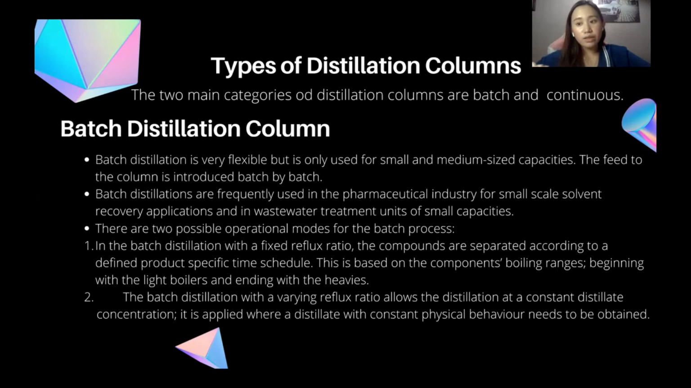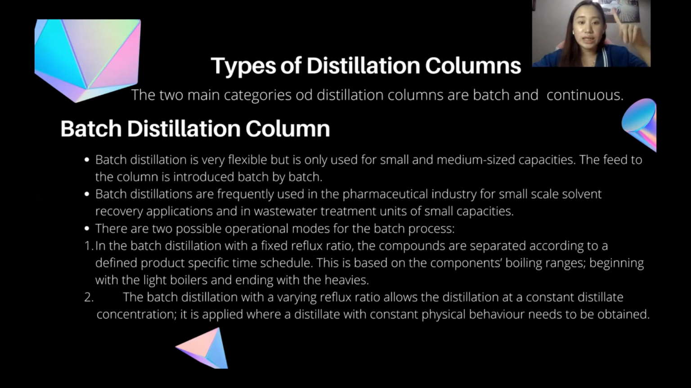The first batch undergoes the whole distillation process, and then another batch of feed undergoes the whole distillation process, and it just repeats until the main objective is achieved. Batch distillations are frequently used in the pharmaceutical industry for small-scale solvent recovery applications and in wastewater treatment units of small capacities. There are two possible operational modes for the batch process.